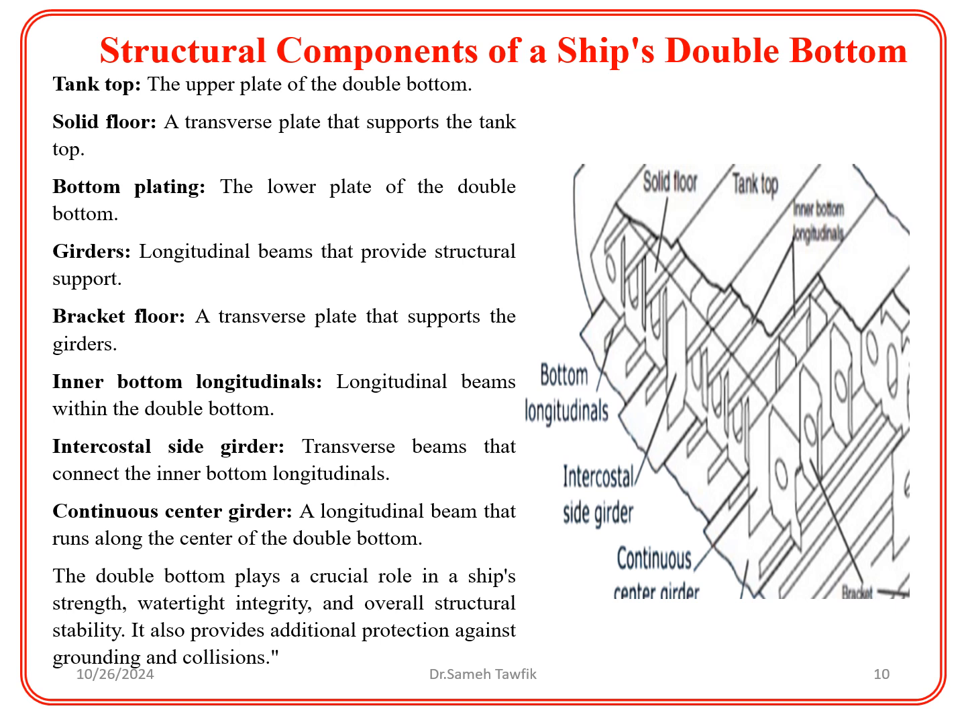Inner bottom longitudinals, longitudinal beams within the double bottom. Intercostal side girder, transverse beams that connect the inner bottom longitudinals. Continuous center girder, a longitudinal beam that runs along the center of the double bottom. The double bottom plays a crucial role in a ship's strength, watertight integrity, and overall structural stability. It also provides additional protection against grounding and collision.